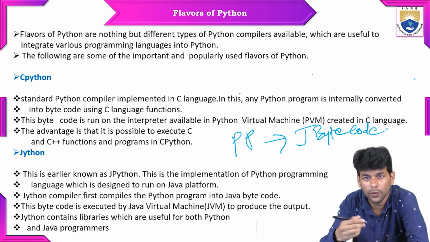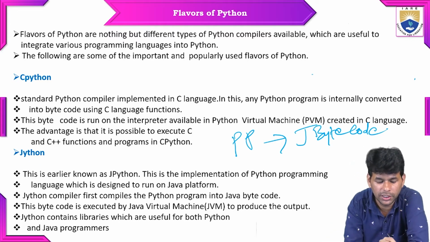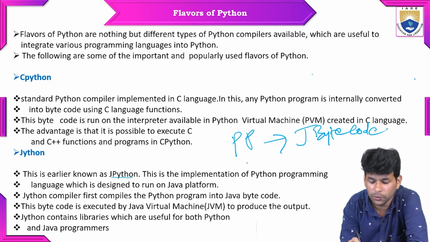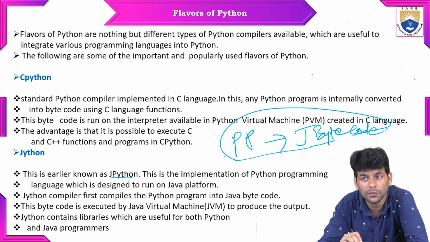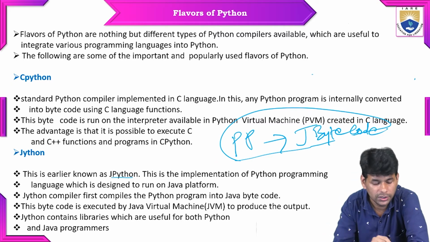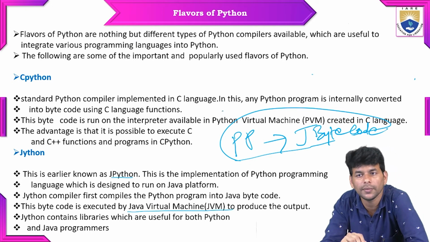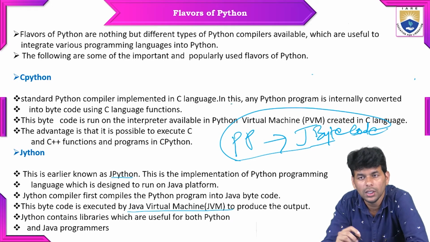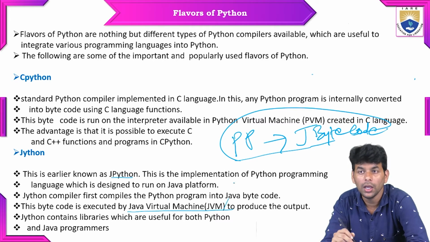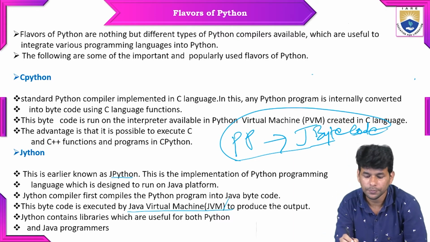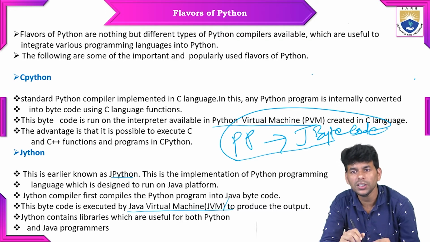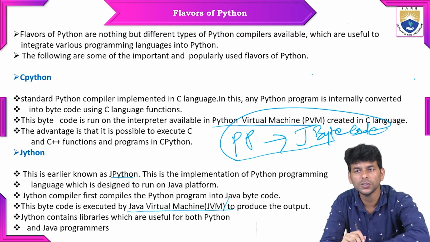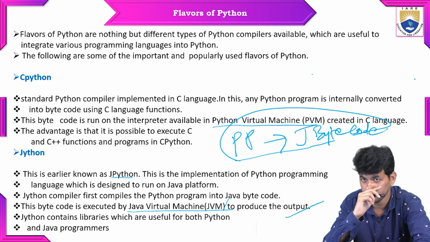But for the first time you are hearing that by using Jython, which was earlier known as JPython, this is possible. A Python program is converted into Java bytecode. Then this bytecode is executed by the Java Virtual Machine. If it were Python bytecode, we would use the Python Virtual Machine, but since it is Java bytecode, we use the Java Virtual Machine for execution. Then we produce the output.